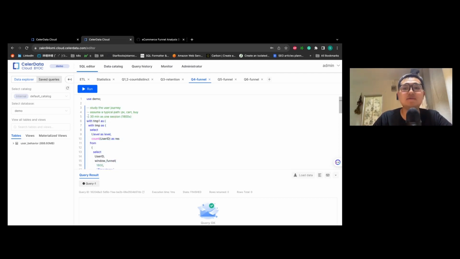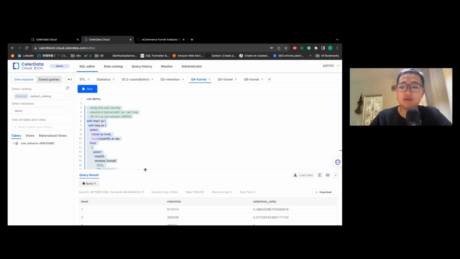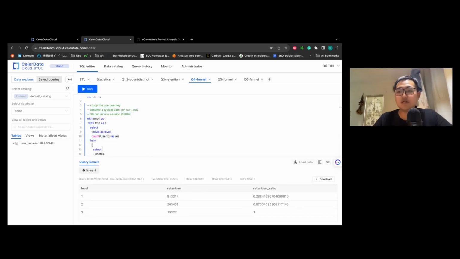And then we define 30 minutes as one session, which means that the time between the first page view action to the buy action cannot exceed 30 minutes, right? And let's see what happens here. So, okay, the numbers are here. What this means is that from page view to cart, only 28.8% of the users survive this step. And from cart to buy, only 7% of the users survive this step, right?